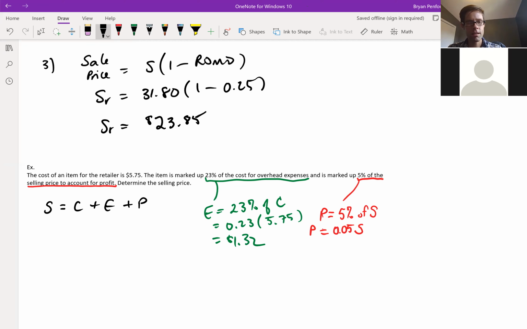All right, so Alexander has the correct suggestion here, and that is, once I start substituting in all of the things I know, the selling price should be equal to the cost, which is $5.75, plus the $1.32 that we're going to add for our expenses, plus the 0.05 times S that we have to add for the profit. And yeah, Jason, that's nice. We have to get rid of this 0.05 S on the right-hand side. Yeah, so we have to do this subtraction. Very nice.